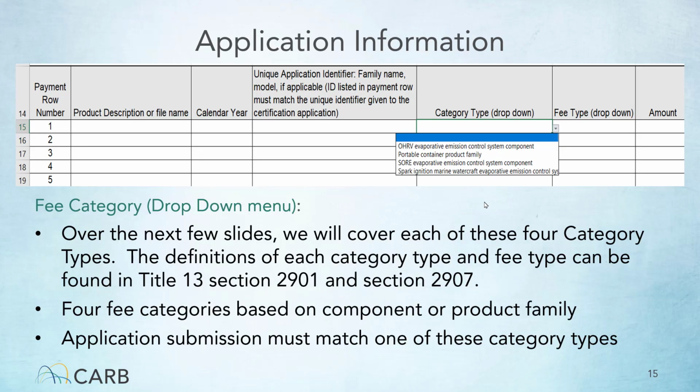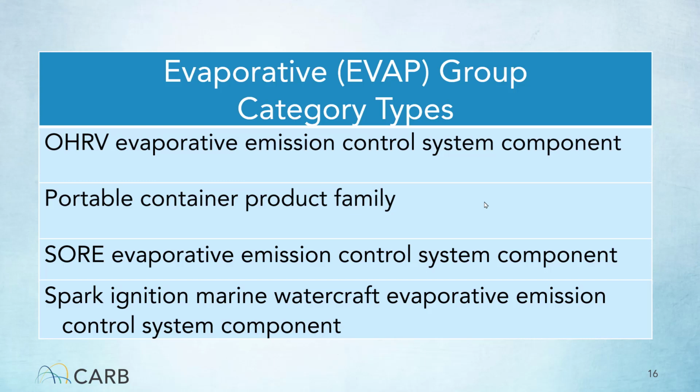On the Evaporative Group invoice form, there are 4 fee categories, and the application submitted must match one of these category types. The definitions of each category type and fee type can be found in the sections of Title 13 as noted on this slide. Over the next few slides, we will cover each of these category types. From the drop-down menu on the previous slide, here is the list of the 4 category types within the EVAP group. Now let's take a closer look at each category.